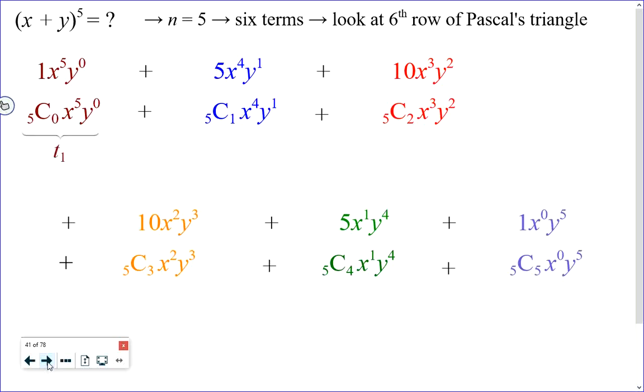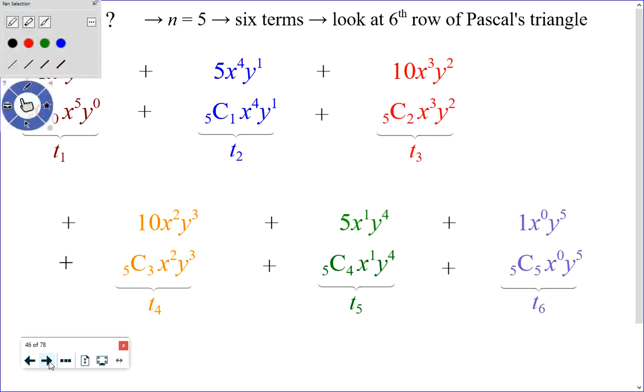To finish this off, I just want you to note that 5 choose 0, x to the 5, y to the 0, that's what we're going to call the first term, t sub 1. The blue term is what I'm calling t sub 2. We're going to call the red term the third term, the orangish term the fourth term, the fifth term is that one, and the sixth term is the final term I've got. And now, before I try to make this into a connection between yesterday and today, I want to point out some patterns here that are always true.